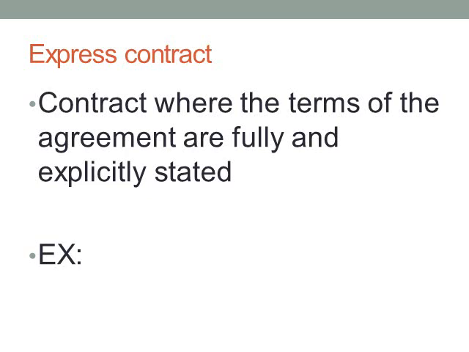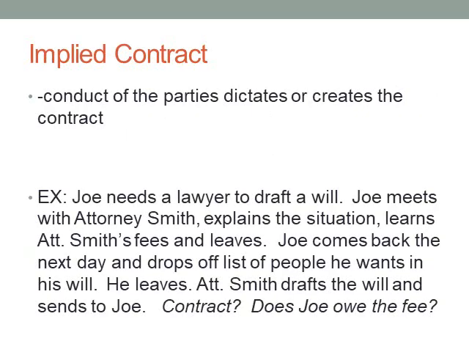Consider an implied contract. What's an implied contract? It's the conduct of the parties that dictates or creates the contract. So consider that example. Joe needs a lawyer to draft a will. Joe meets with Attorney Smith, explains the situation, learns Attorney Smith's fees, and leaves. Joe comes back the next day and drops off the list of people he wants in his will, and he leaves. Attorney Smith drafts the will, sends it to Joe.